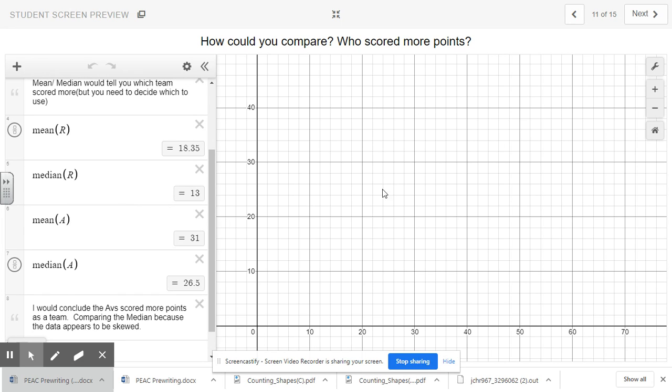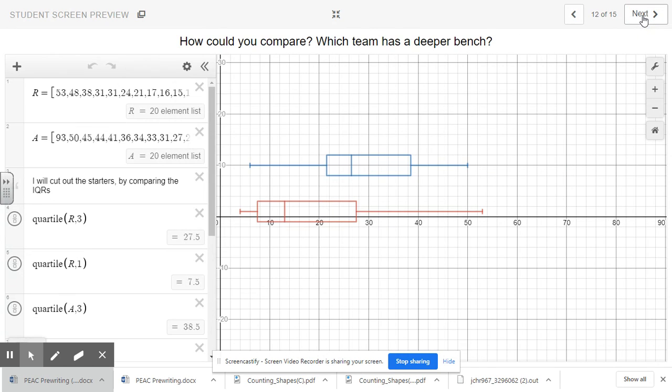So that would be how I would write in my project how I'm comparing two scores using this measure of center. Okay, so I decided which measure and then I used it. But then my next question might be, who has a deeper bench? And this is the same data. So I will cut out the starters. I'm not going to worry about the starters.